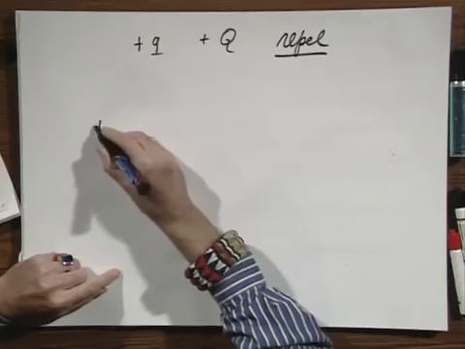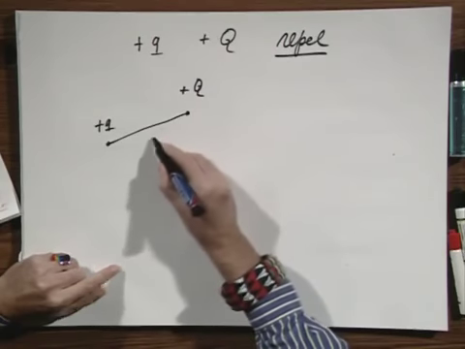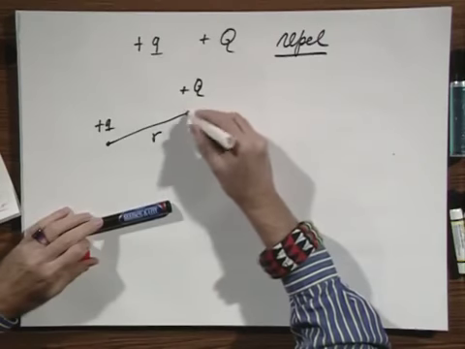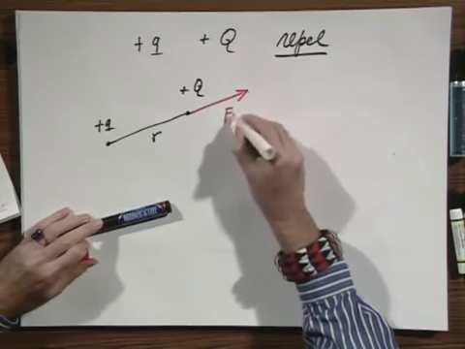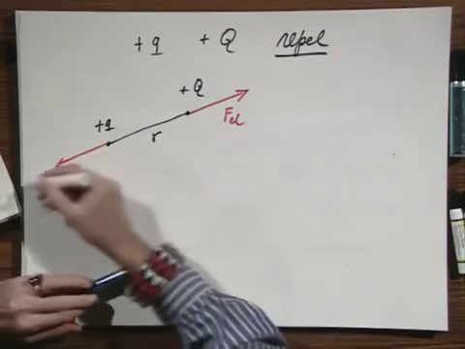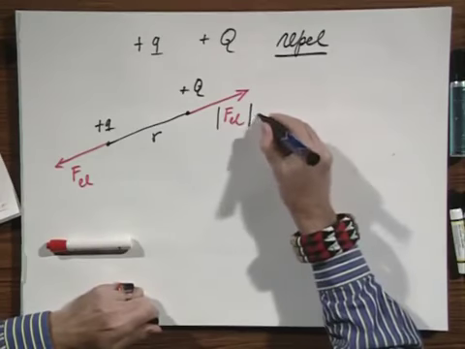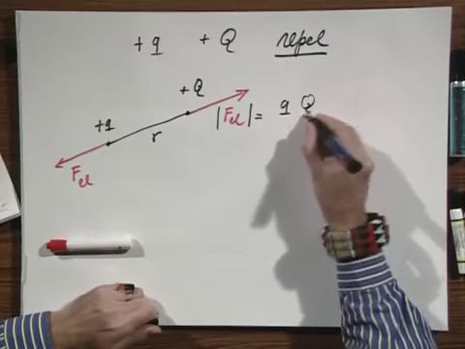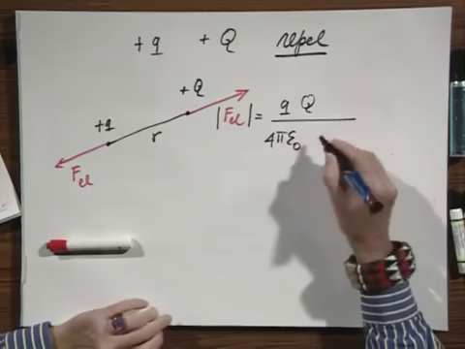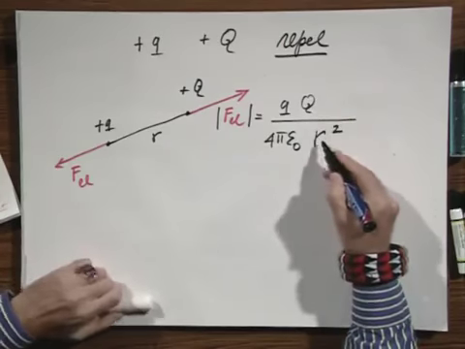All right, here we have plus q, and here we have plus capital Q. They are at a distance r, and they repel. So the electric force is in this direction, outwards, and the electric force here is equal in strength in the opposite direction. And the magnitude of this electric force equals q times Q divided by 4 pi epsilon 0, something you will see later in 8.02. It's a constant, divided by r squared, inverse r squared.